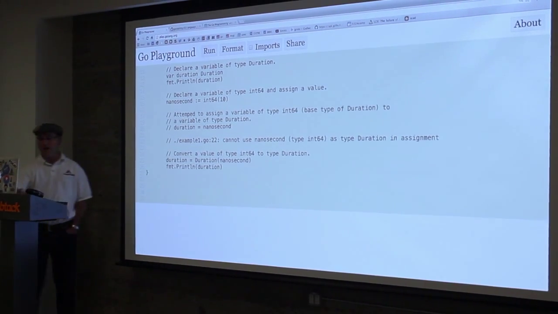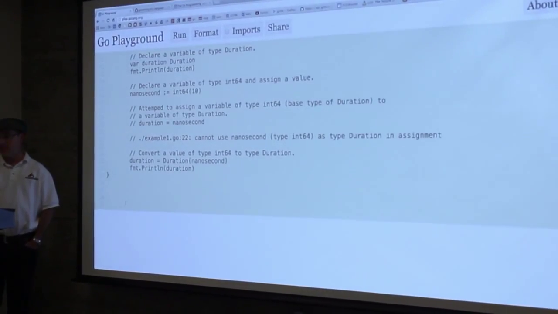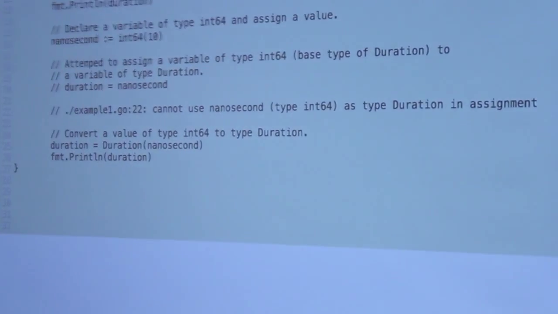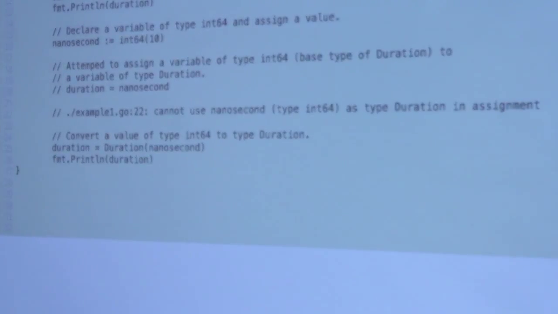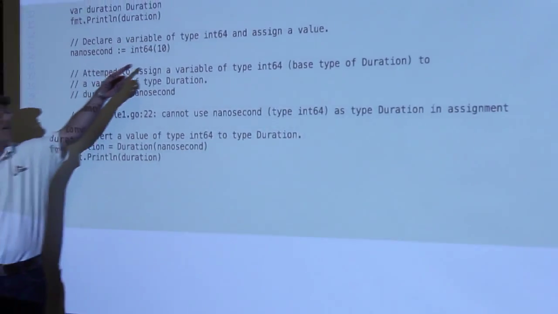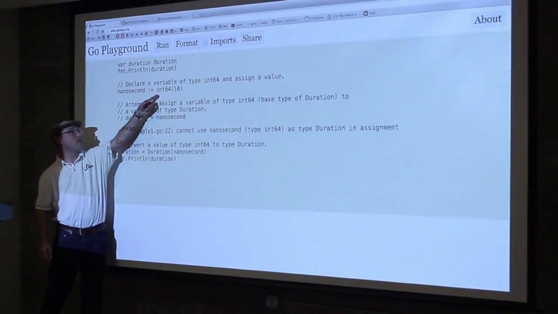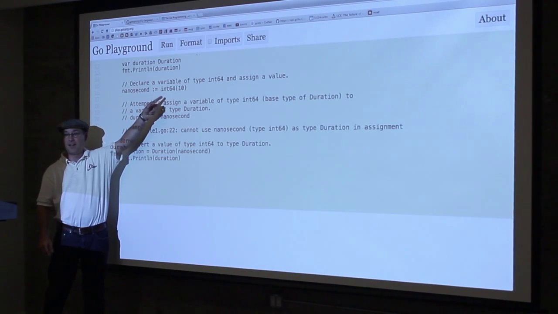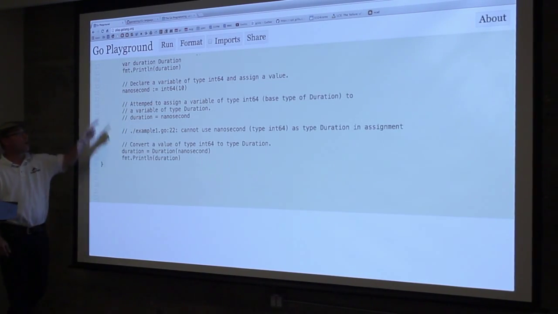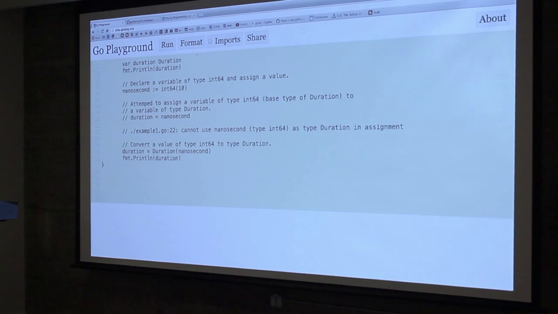And then I'm declaring another variable here called nanosecond. I'm taking the literal constant 10, converting it explicitly to a value of type int64. So nanosecond is a variable of type int64, the same type as duration's base type, right?